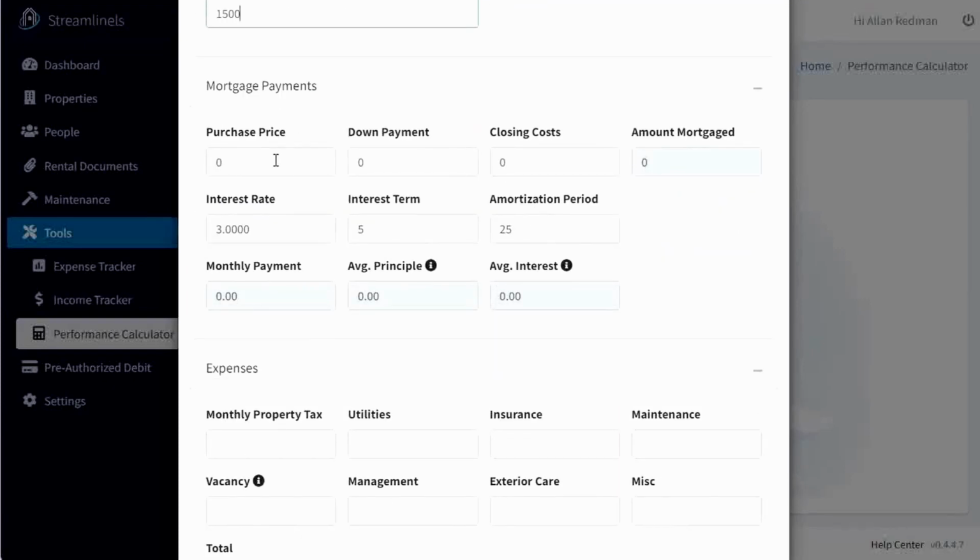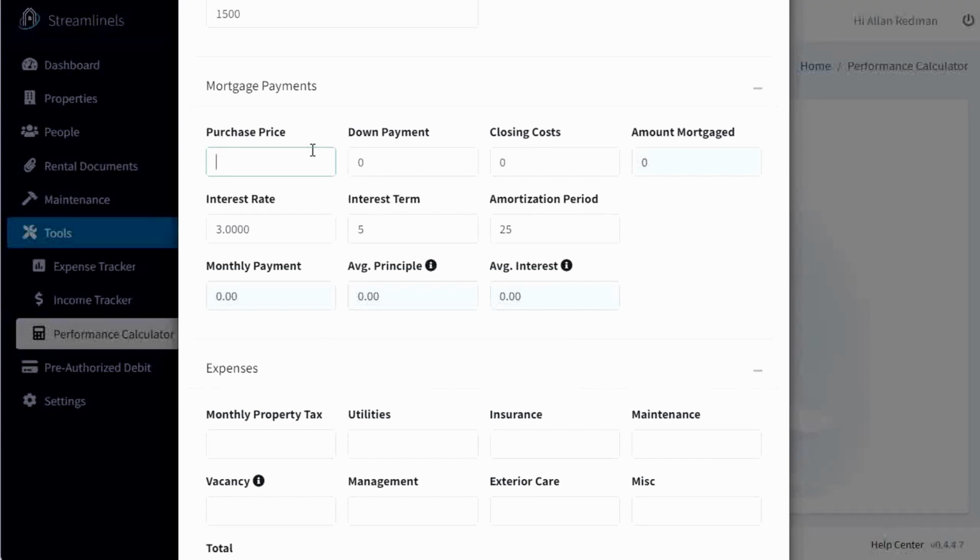Now we're going to talk about mortgage payments. I'm just going to pick some random numbers. Don't worry about if these numbers make sense for your market or not. Every market's different. I'm in Winnipeg at the moment, and houses are a little less expensive here. But if you're in Vancouver or Toronto or some other big market, this will look completely off.